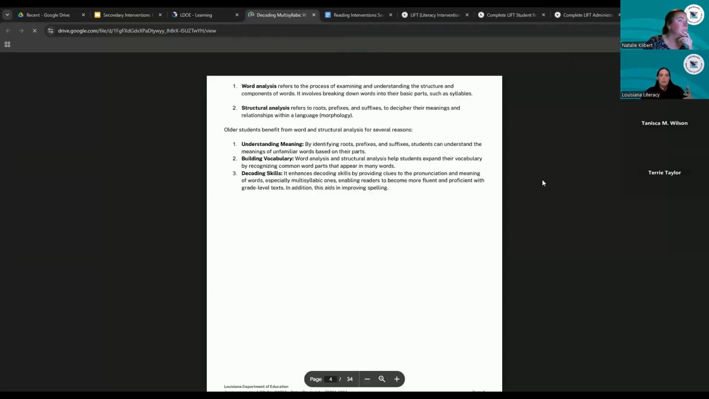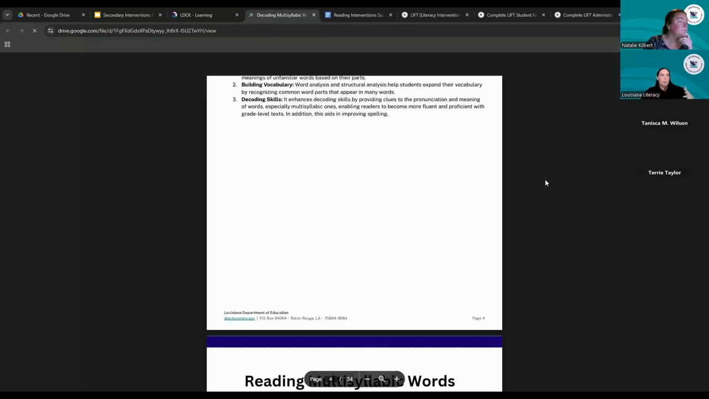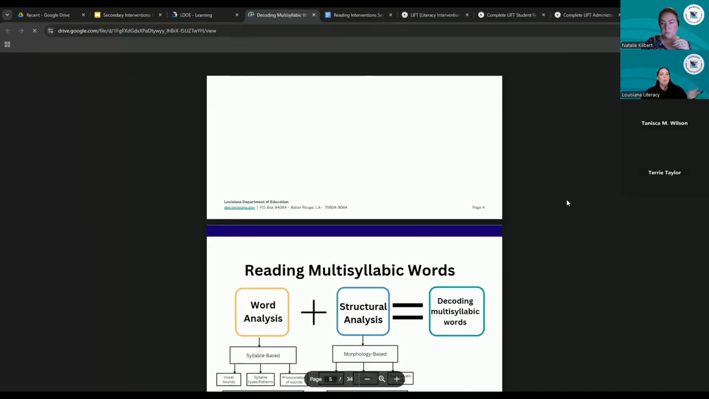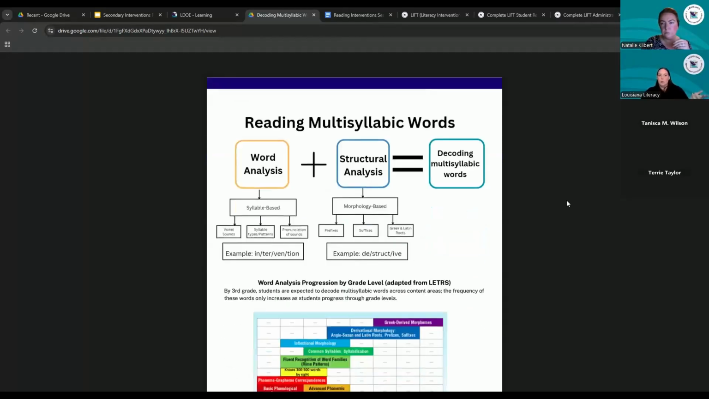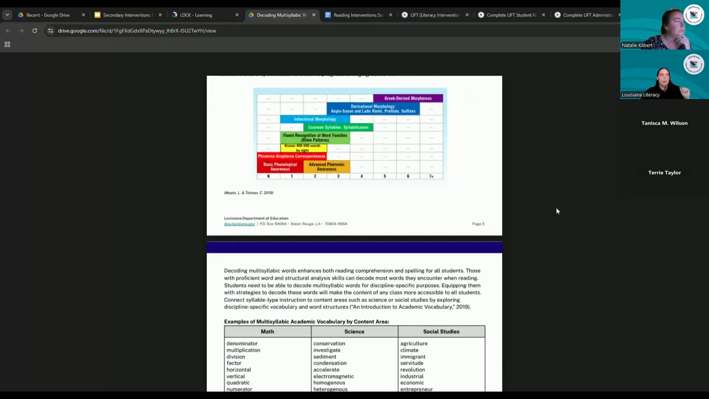So just so you can see what it looks like, I want to make sure that you're aware of this resource, because I think it can be a really powerful resource for our older students in tier 1 and in tier 2, because you can definitely do morphology work and things like that in your tier 1 support.